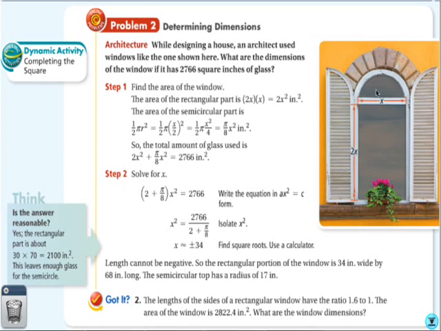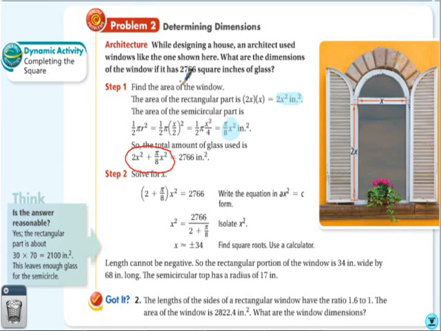So pi r squared is the area of a circle, and half that is 1/2. So 1/2 pi r squared. The radius, we plug that in, the radius is just x divided by 2. And so we get this equation right here for the semicircle part. So we add those two together, this plus that, and we end up with this right here.